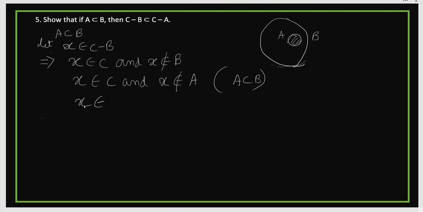Then we do the reverse of it. X belongs to C minus A. Correct? That's what we have written here. C minus B means X belongs to C and X does not belong to B. If X belongs to C and does not belong to A, then X belongs to C minus A. Therefore, we started with X and have shown that X belongs to C minus A. Therefore, C minus B is a subset of C minus A. Hence proved.